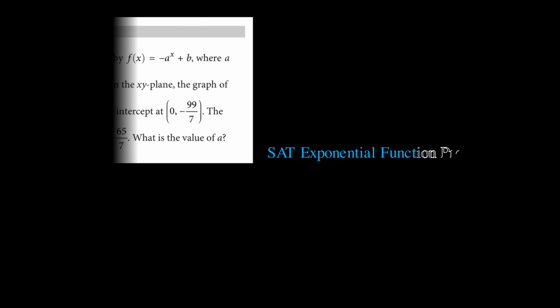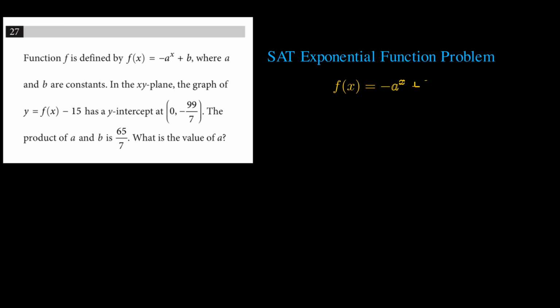All right, let's slow down and really understand what this problem is saying. We are told that the function f of x equals negative a to the x power plus b. Then we're told something very important. The graph of y equals f of x minus 15 has a y-intercept at negative 99 over 7. And finally, we are told that the product of a and b equals 65 over 7. Our goal is to find the value of a.